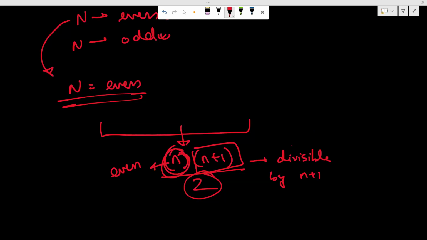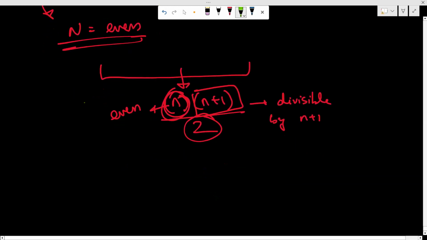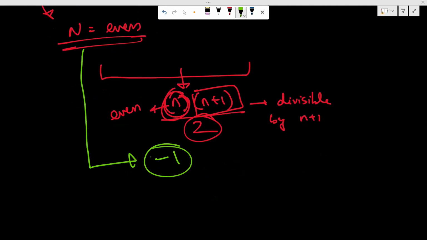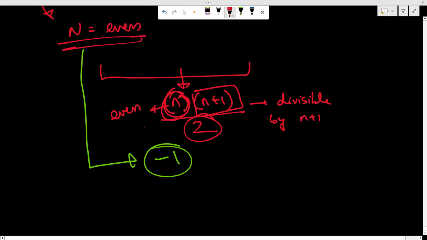So is it clear that if the value of n is even, and we take the entire array as my subarray, the sum will be divisible by n plus 1? Is it clear for everyone? Any doubt, guys, in this? So can I say that for n equals even, my answer will always be minus 1? Is this point clear to everyone? That for n equals even, the answer will always be minus 1. Great. What about n equals odd?